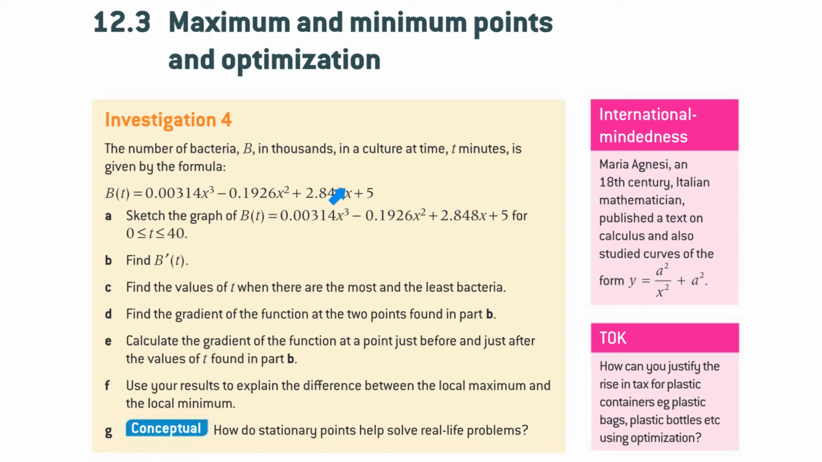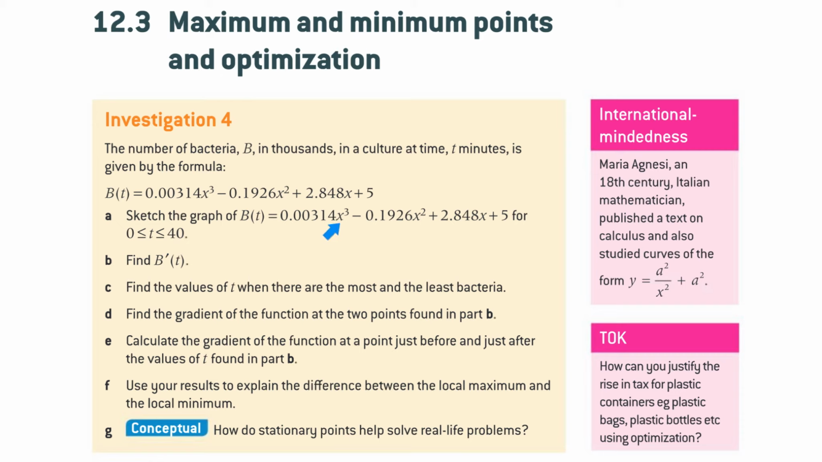So they give us the formula. A, sketch the graph. So when it says sketch, just pick up your calculator and put that all into your calculator. Remember this restricted domain here. T is on the x-axis. And make sure that when you do sketch it, you limit it up to t of 40 only.